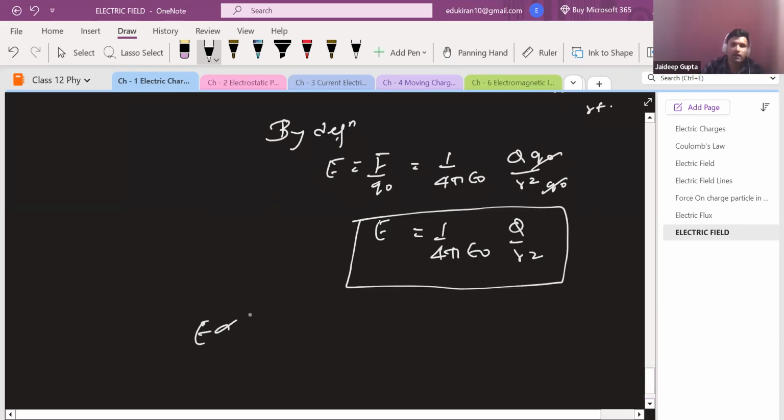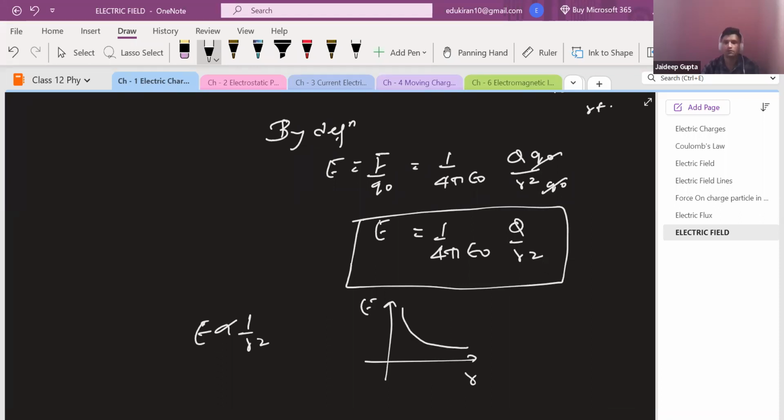An electric field is inversely proportional to r square. And if I plot a graph between E and r, it would be like this.